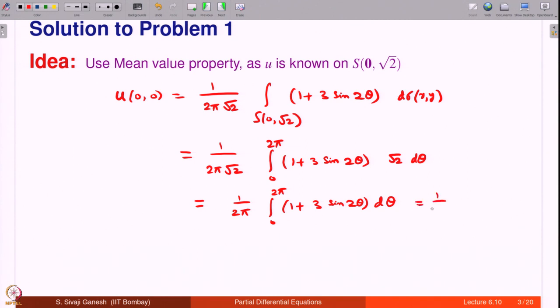That is equal to 1 by 2 pi. The integral can be split into two integrals, namely integral from 0 to 2 pi of d theta plus integral from 0 to 2 pi of 3 sin 2 theta d theta. This is 0, therefore we get 1 by 2 pi into 2 pi, and that is equal to 1.